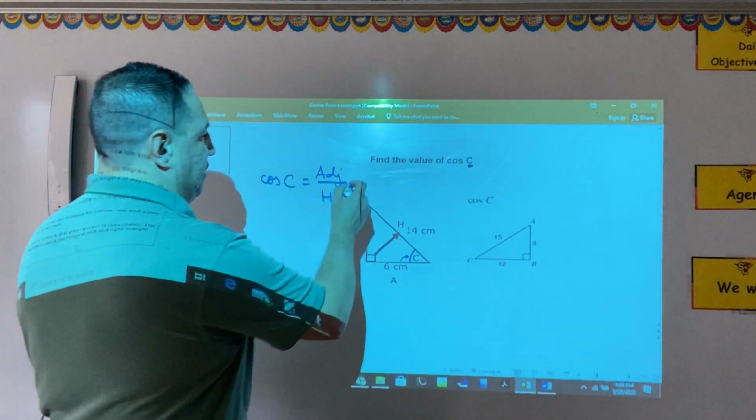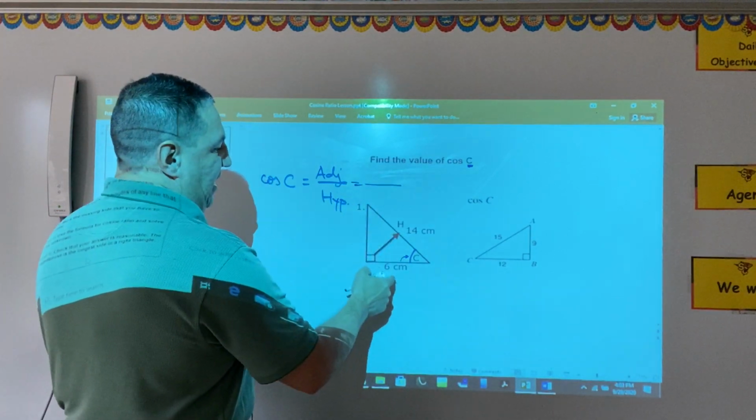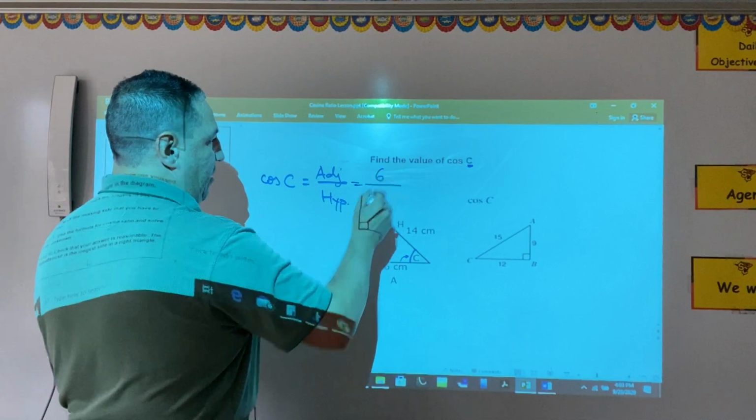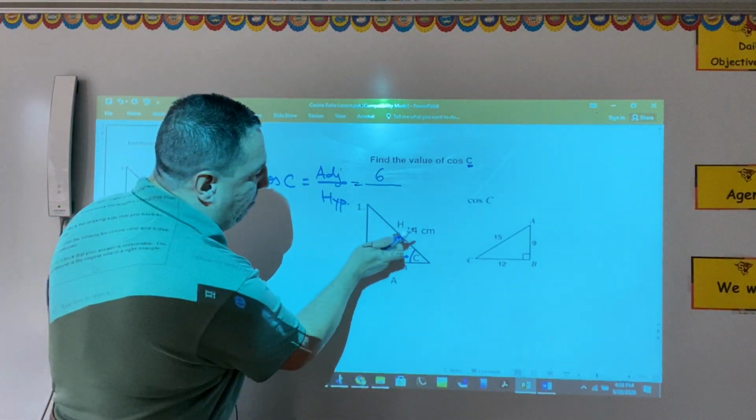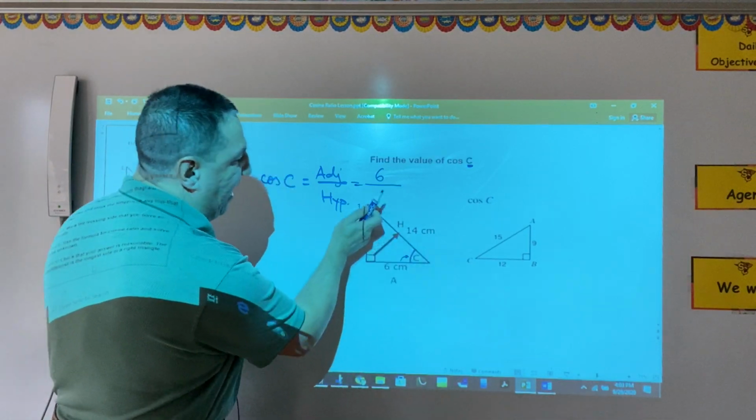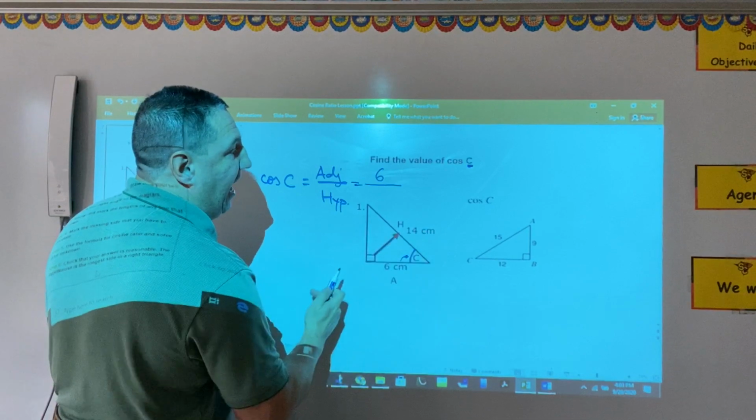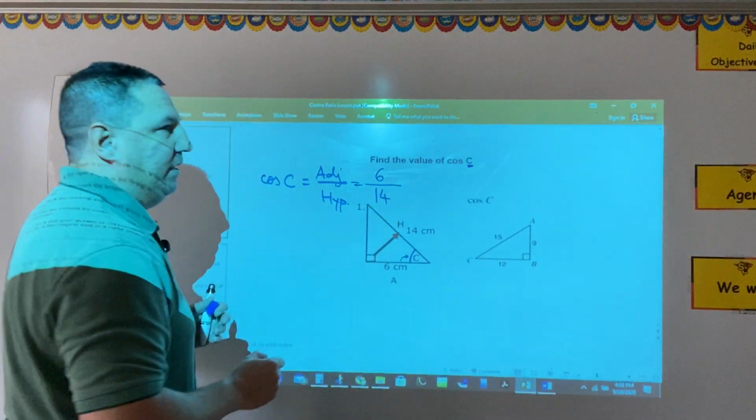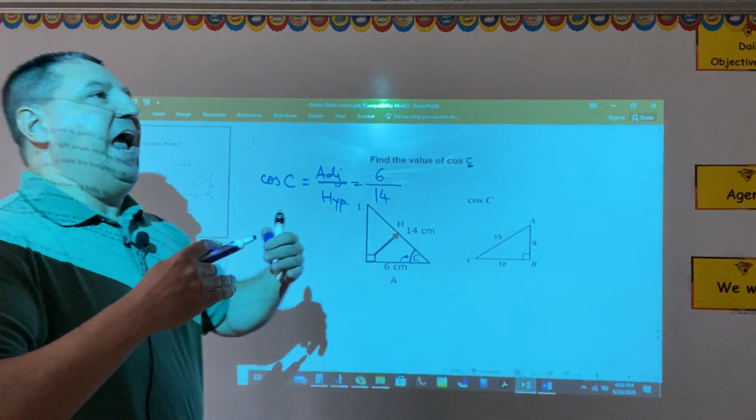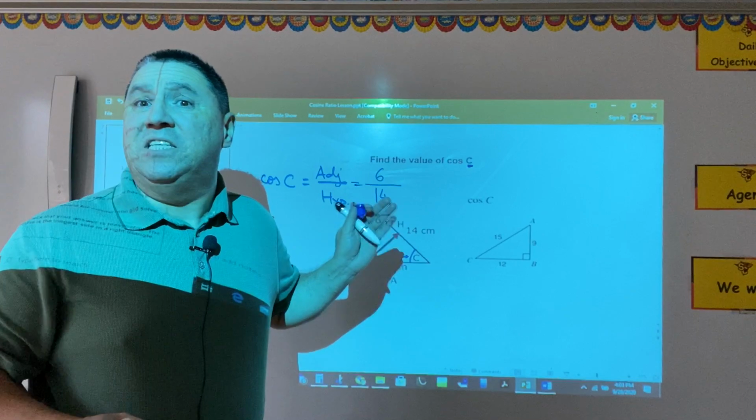So, the ratio would be 6 on top over the hypotenuse. The hypotenuse is given by the length of this side. Why? Because this side is face to face to the right angle. So, it is 6 over 14. As with any fraction, we can simplify.